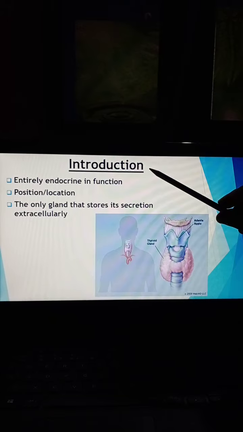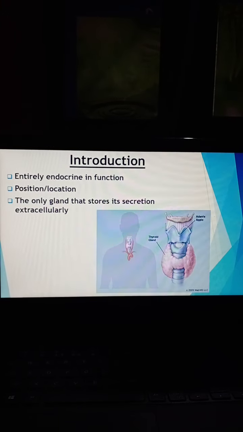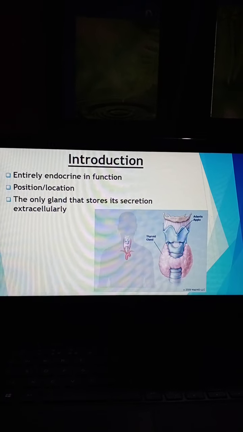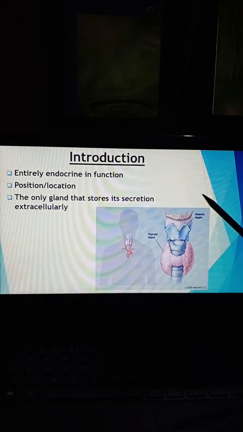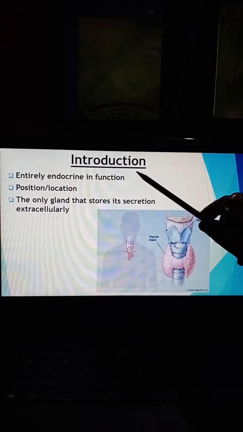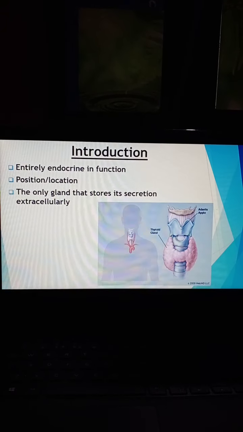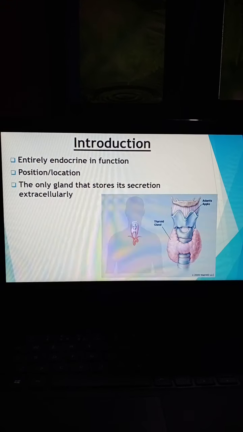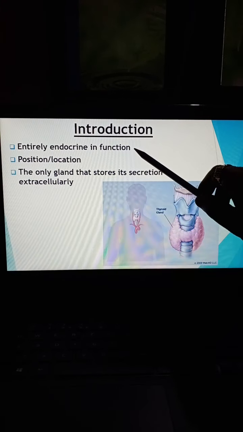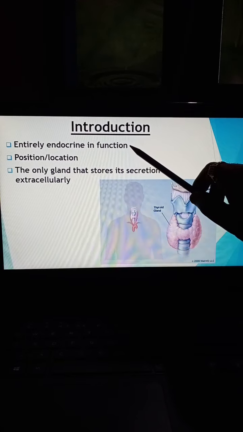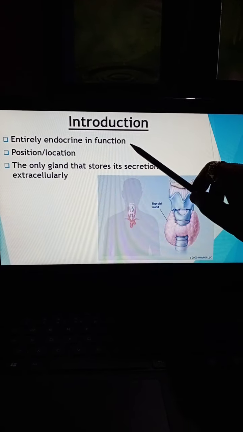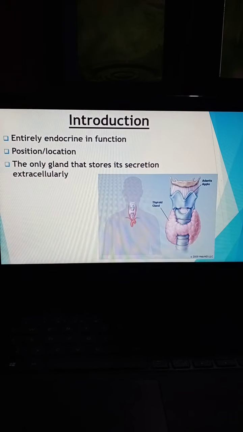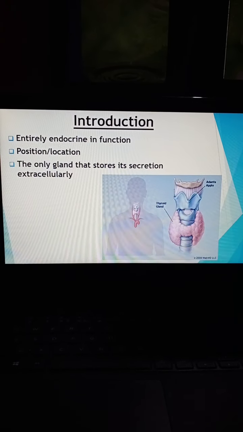First we will see introduction of the histology of thyroid gland. As I told you earlier in previous class, there are three types of endocrine gland present in our body. This thyroid gland comes under the first category, that is, it is entirely endocrine in function. This means that this gland is a completely separate gland which has the endocrine function.